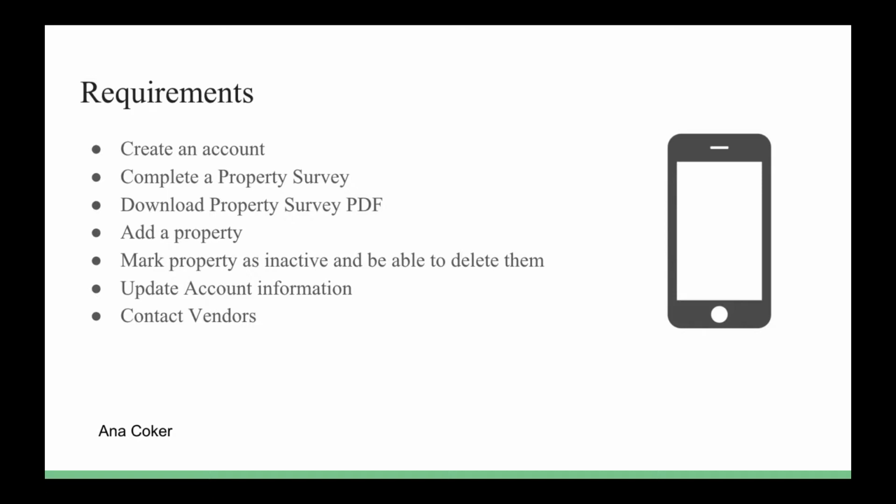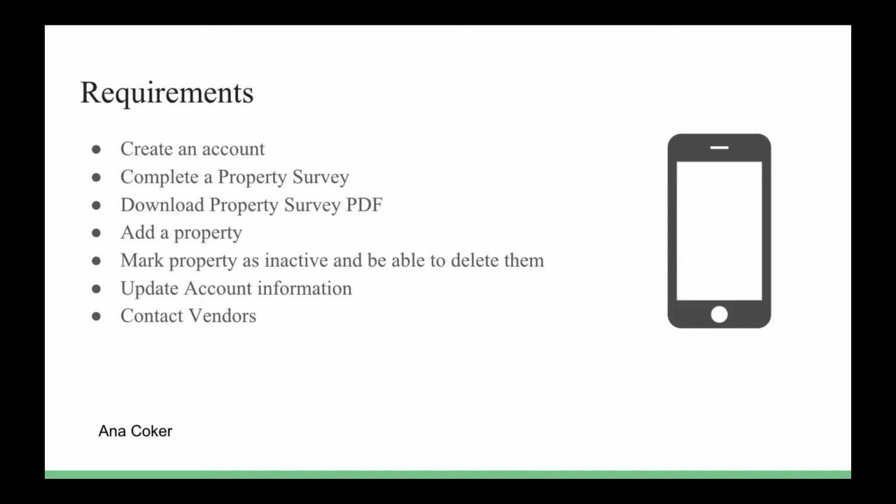Mark property as inactive and be able to delete them. After the employee or individual has marked an active property as inactive, the inactive property will be deleted from the active property list and displayed in the inactive property list. And after the employee or individual deletes the inactive property, the property information will be deleted from the database permanently.